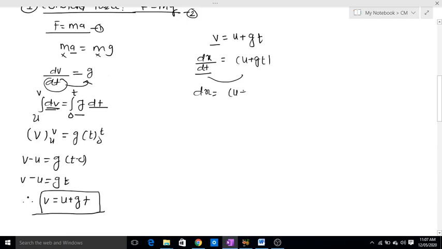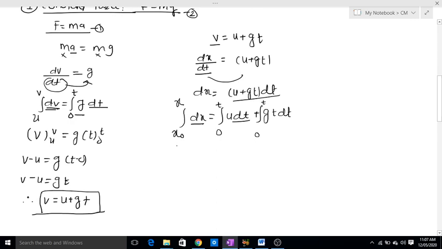u plus g into dt. Now, rearrange this term: u dt plus g t dt equals dx. Now, take the integration on both sides and put the limits here. You are integrating with respect to position, therefore initially position is x0 and after some time x. And t is initially 0, after some time t.